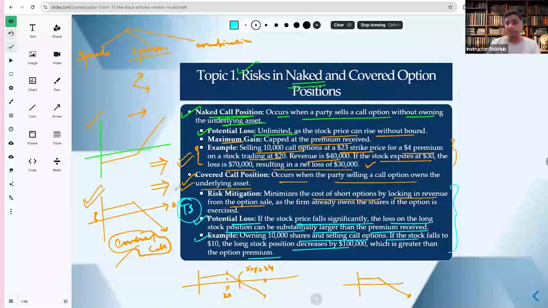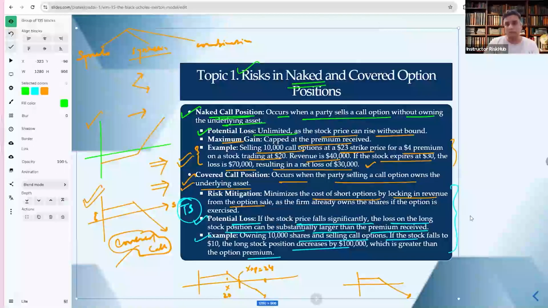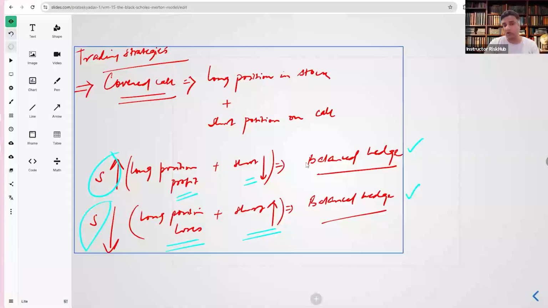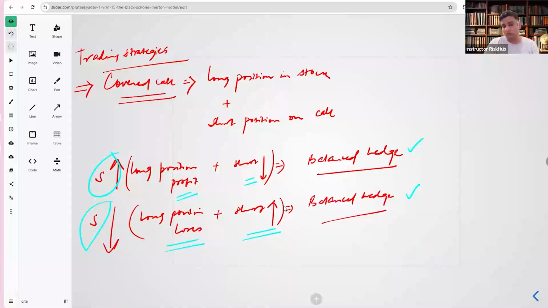That's why I'm saying, this is a naked call position. This is only one position on that side. So go back and revise it, guys. It will be a good revision for you. Then we get into this covered call. I have written it also: long position in stock, short position in call. When the stock goes up, the long position profits and the short is in loss, so it balances. When the stock goes down, the long position loses and the short position gains, again a balance. So I've written everything here.